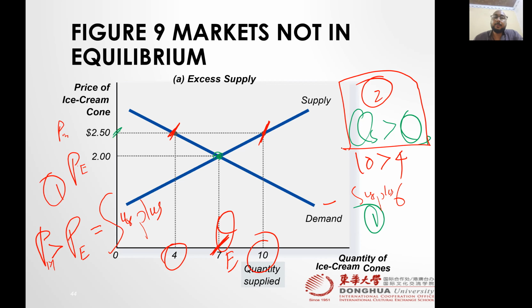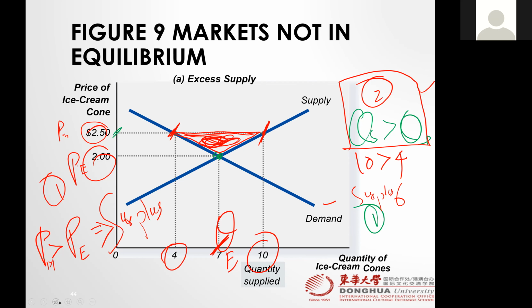Number 1, when quantity supplied is greater than quantity demanded, or when the market price, which is 2.5, is greater than 2, which is the equilibrium price, we have surplus here. Right? And how much is the surplus? This area is called surplus.